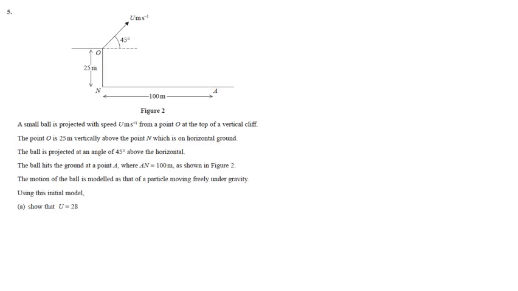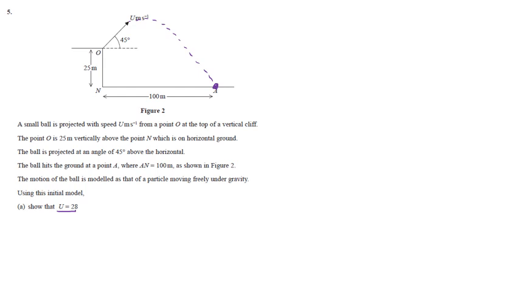Right, on to the last question. So the last one, we've got a ball being projected off the top of a cliff. We're told that the ball hits the ground at some point A over here. What else are we told? We've got the height of the cliff, 25 meters. So what we need to do first of all is we need to show that the initial speed was 28 meters per second.